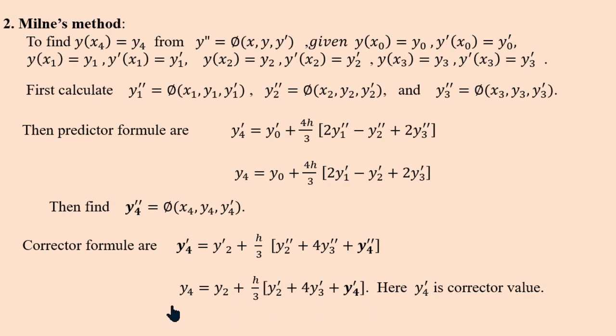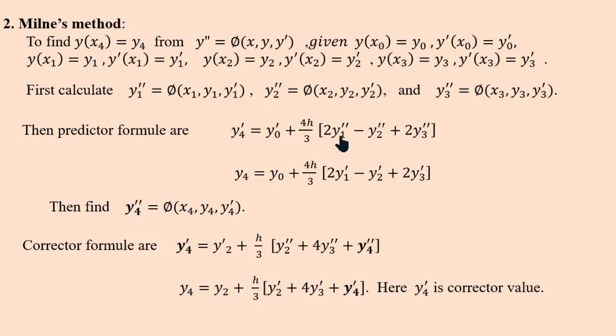Now here actually we know these two predictor and corrector formulas for y4. With the help of this, we are able to write the predictor and corrector formulas for y4 dash also, just taking one derivative extra. Y4 here, y4 dash, y0, y0 dash.